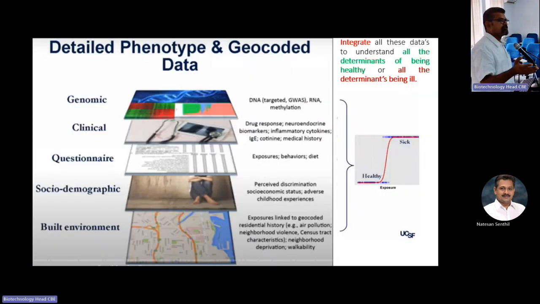So detailed phenotype and geocoded data, starting from the built environment, which gives the residential history of the person, including environmental factors, pollution, et cetera, the lifestyle, food habits, the socio-demographic factors, questionnaires based on their lifestyle and food habits, the clinical parameters, and the genomic data will be integrated to determine the determinants of being healthy or the determinants of being ill.